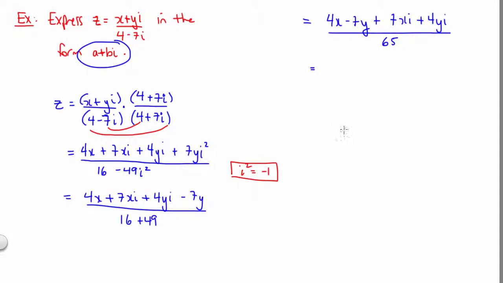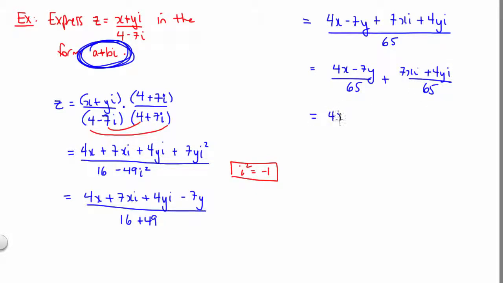So now just a final bit of cleanup to really make it look like a plus bi. Well, the real part is 4x minus 7y over 65, plus 7xi plus 4yi over 65.